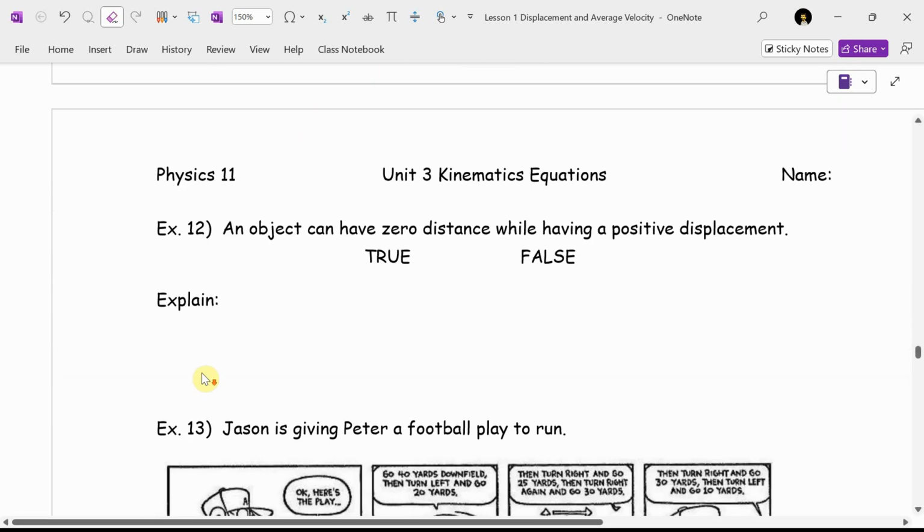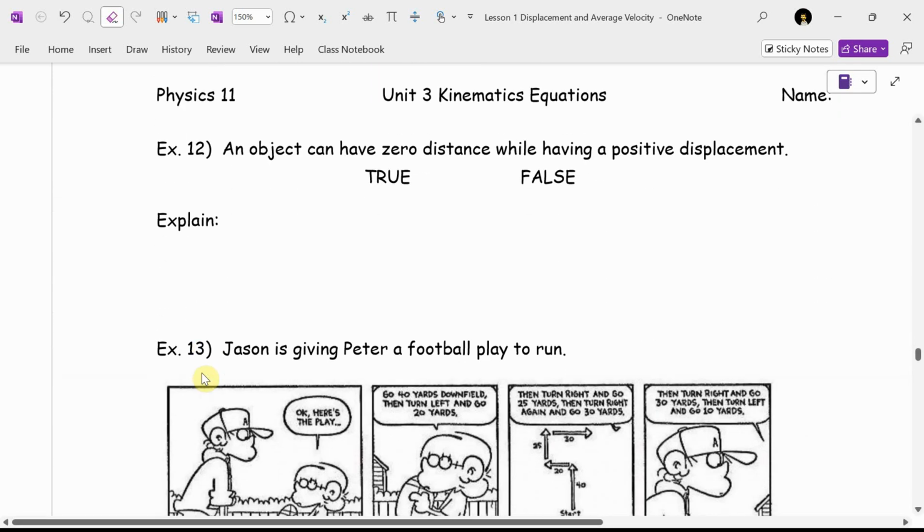Next page. An object can have 0 distance while having a positive displacement. Ooh. 0 distance while having a positive displacement. Who says true? Who says false? You're correct.